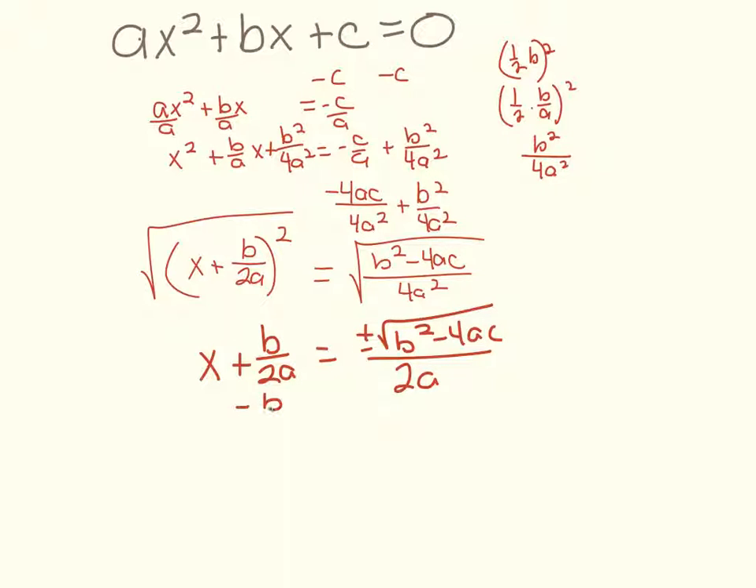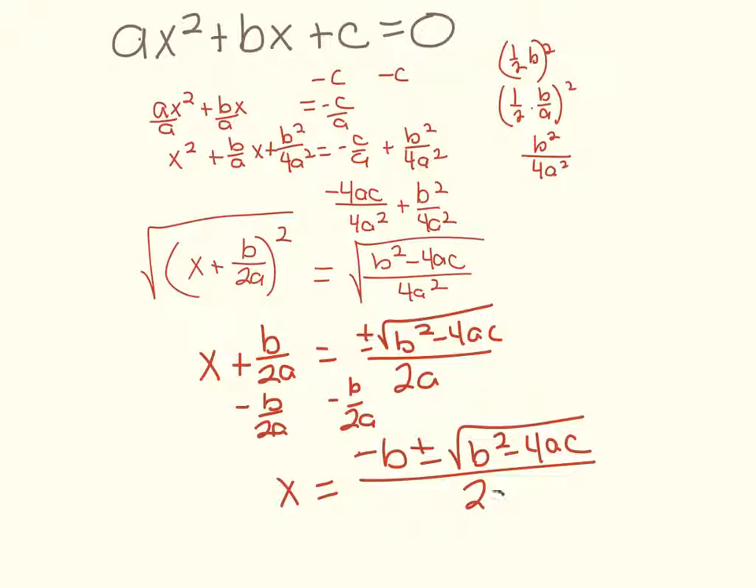Now we need to subtract the b over 2a. Notice they already have common denominators, so it's negative b plus or minus the square root of b squared minus 4ac all over 2a, which is our quadratic formula.